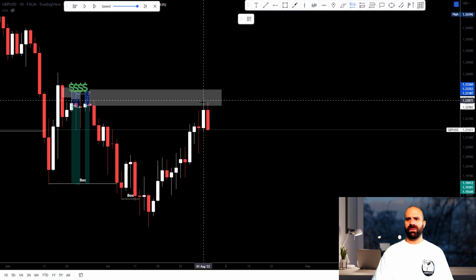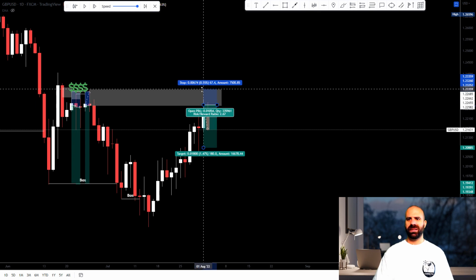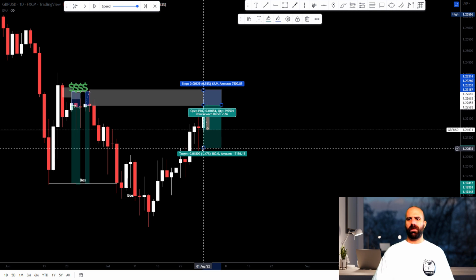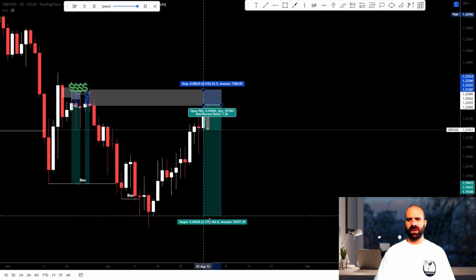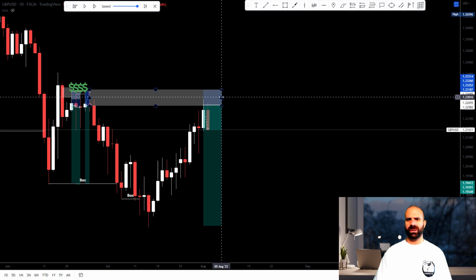One way to enter, if you don't have time to be in front of your charts the whole day, you can go ahead and enter on the daily time frame, even though this stop loss is huge, 62 pips, with a pending order, with a sell limit order, and you can target this thing right here. It's an 8-to-1 risk to reward.